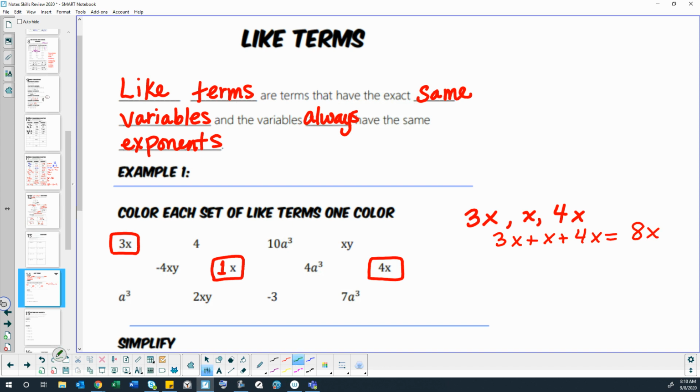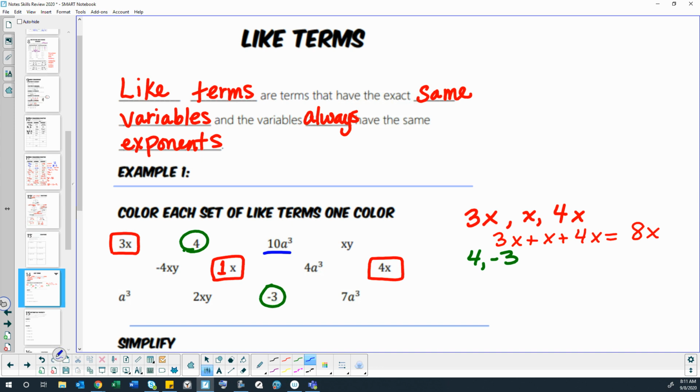Awesome. Let's pick another color. Here's just a plain old number. Do we have anything else that's just a plain old number without any letters? Yeah, perfect. So 4 and -3 are like terms. All right. What about this one?